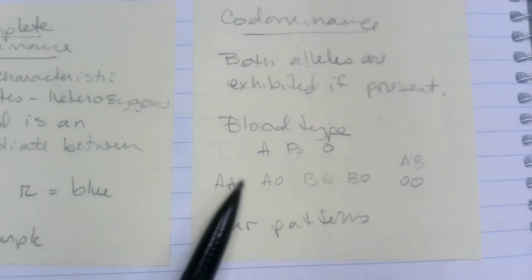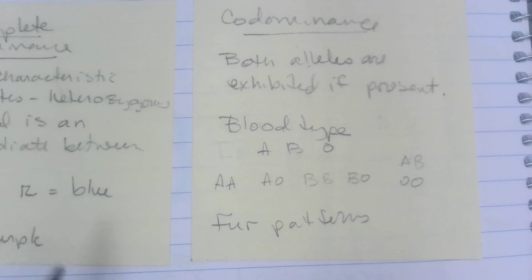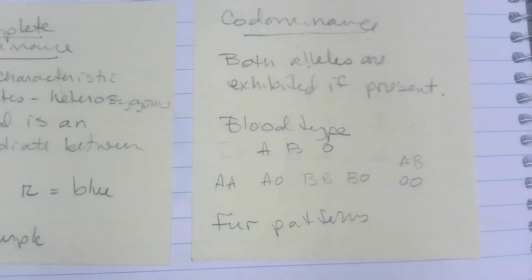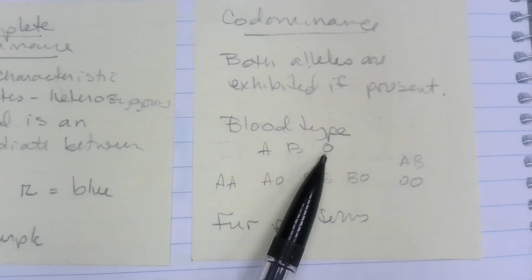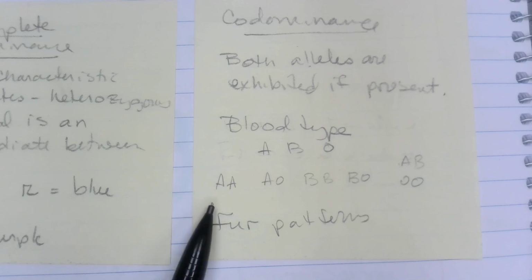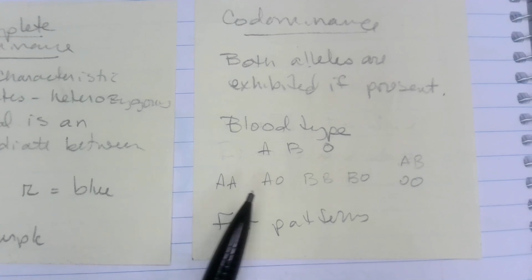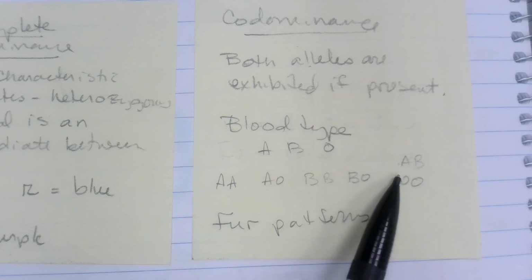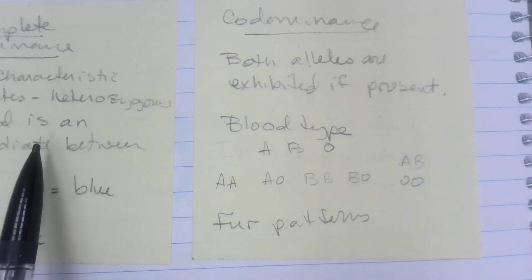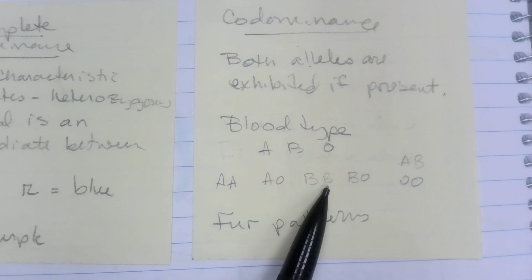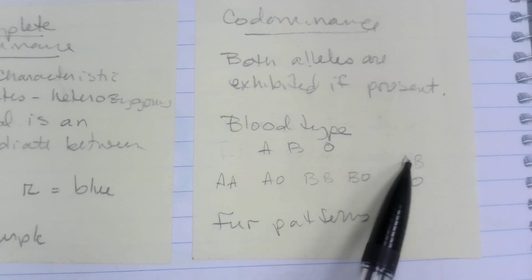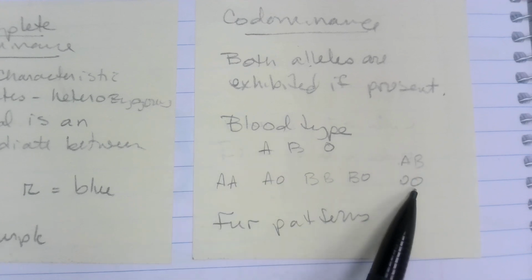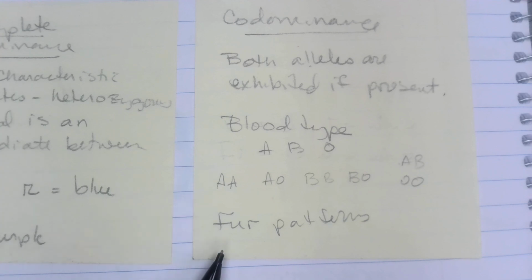These different blood types have a different type of dominance for them. A and B are codominant to each other. O is recessive to both of those. So if you're AO, you're going to be A blood type. If you're AA, you're going to be A blood type. If you're AB, you are AB blood type. BB, you're B type. BO, you're B type. The only time you're ever type O is when you have 2 O alleles. Fur patterns also have a tendency to show some codominance as well.